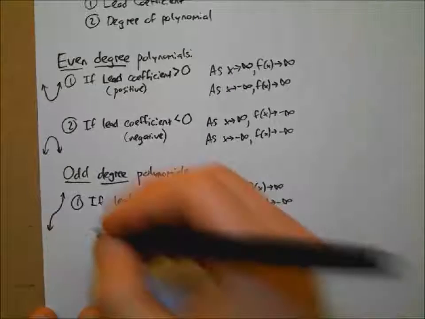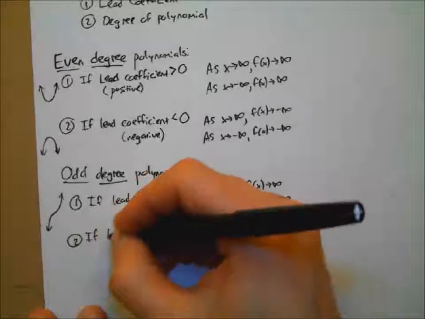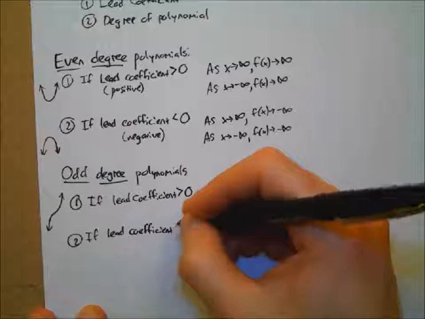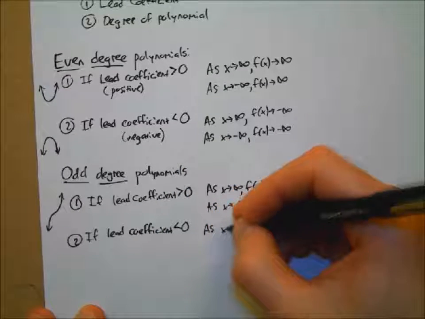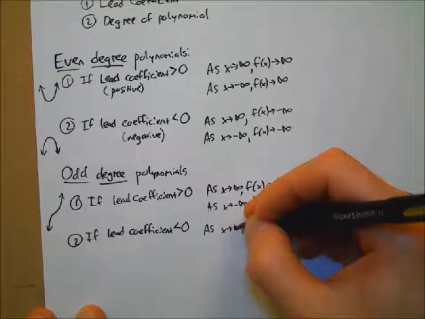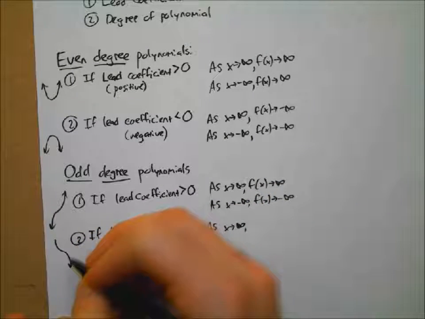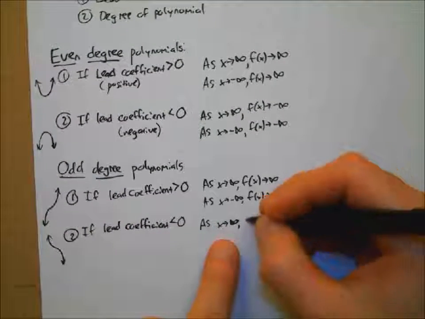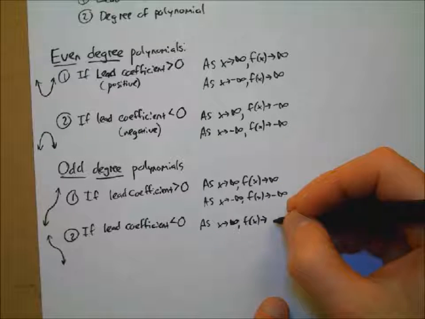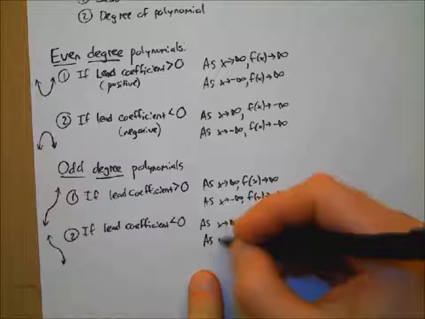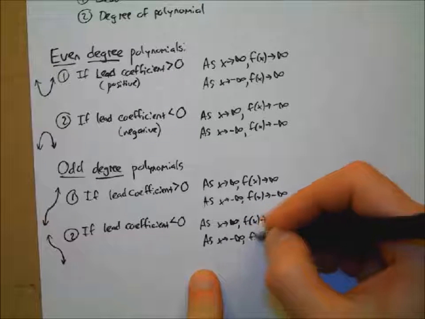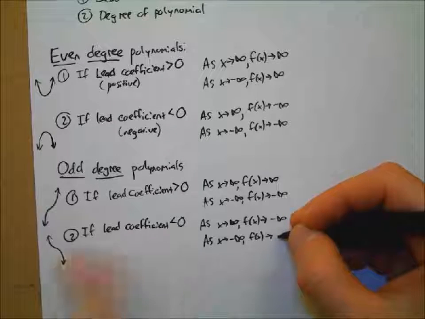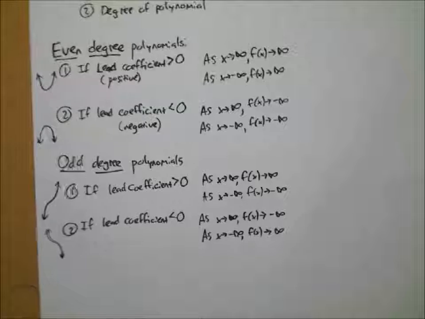All right, last scenario here. If the lead coefficient is less than 0, then as x approaches infinity, well, here it's going to look something like this. So if the lead coefficient is less than 0 and it's an odd degree polynomial, as we go further to the right, f of x will go which way? Negative infinity. And as x approaches negative infinity, f of x will approach positive infinity, because we're going up. Oops, I'm off the screen. There we go. That's better.